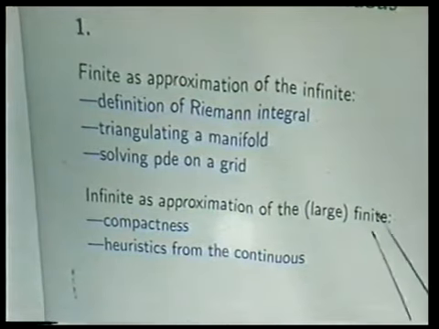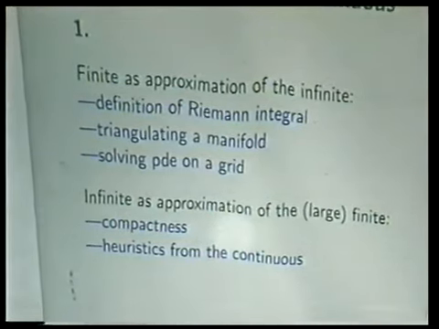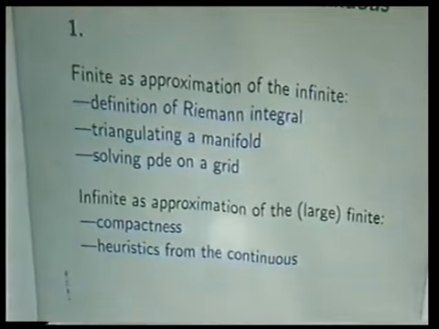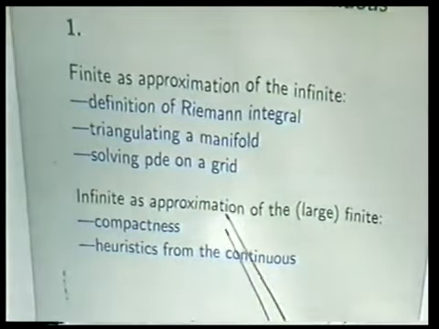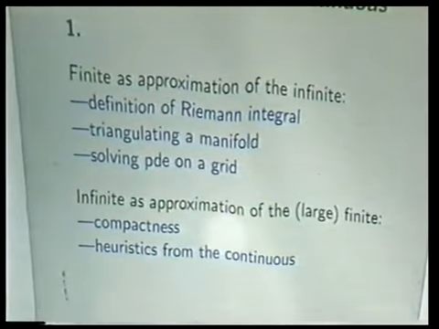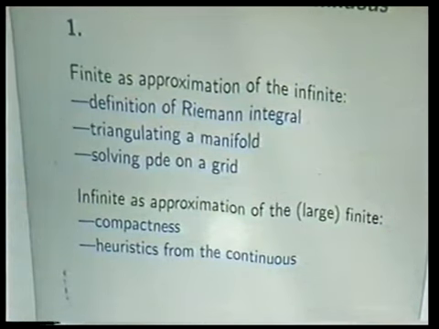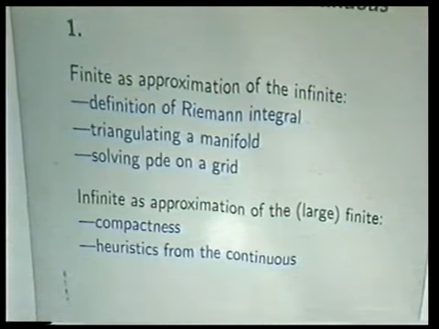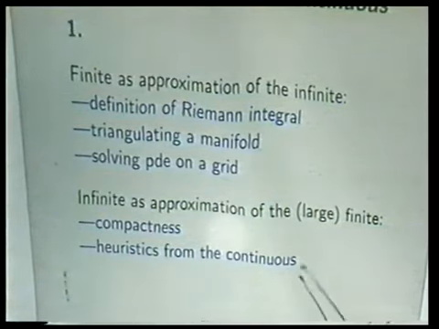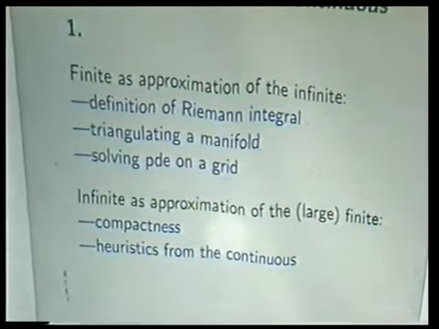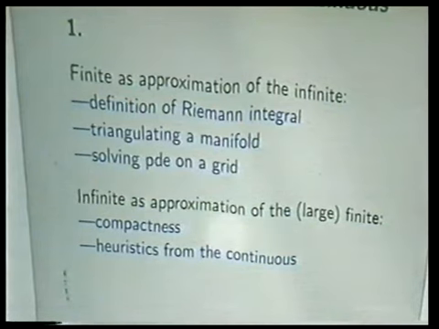Also, a little bit more subtle idea is that the infinite is often an approximation of the large finite. And in some cases, that can be made completely exact, like compactness theorems. If you know something for the infinite, for example, it's easier to prove Ramsey's theorem for the infinite, but by some general principle called compactness, it implies the finite version. And then, of course, often you use heuristics from the continuous to prove discrete theorems or to understand what's going on.